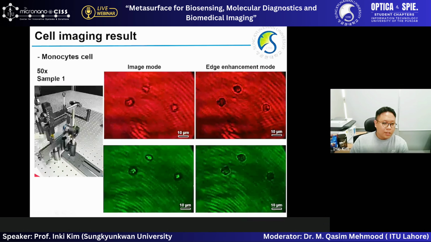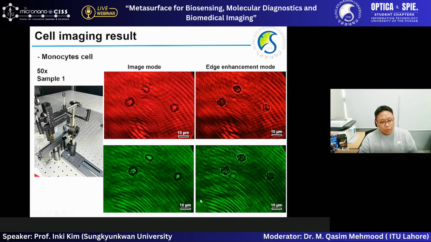And our next goal was to monitor the transparent cells. First we prepared this monocyte cell. It has a circular shape, so it has simple geometry. Between this simple imaging mode and edge enhanced mode, you can differentiate them, and it was quite easy to differentiate.